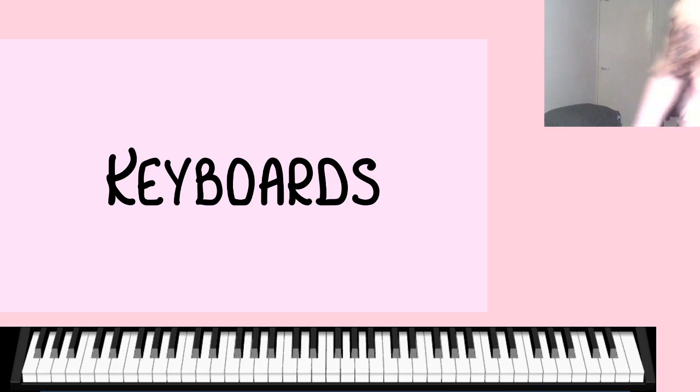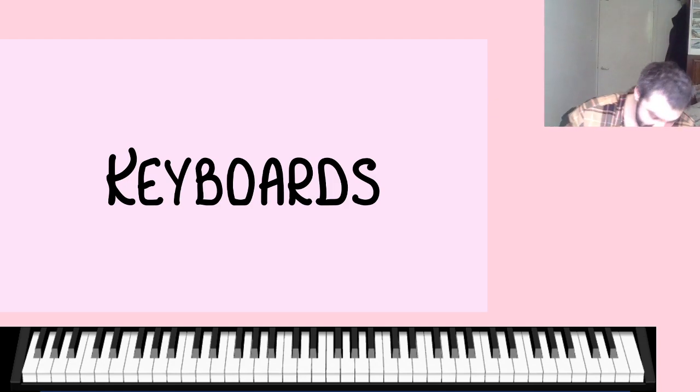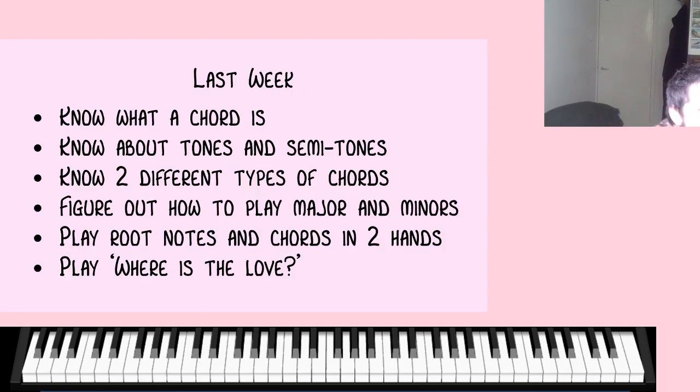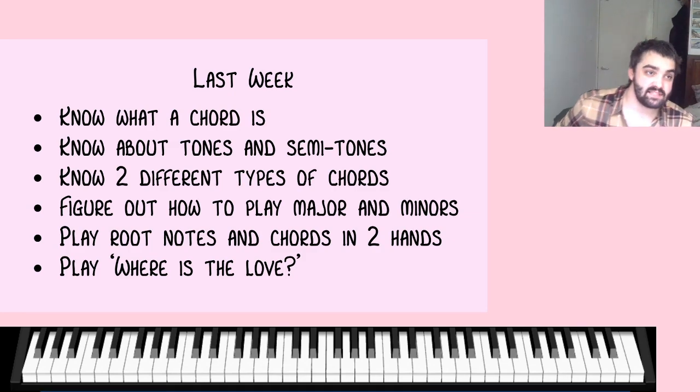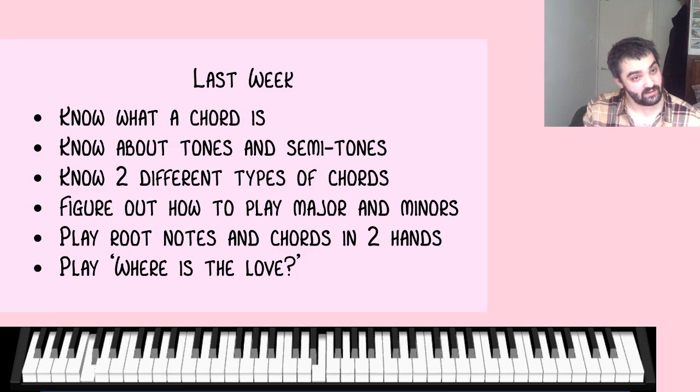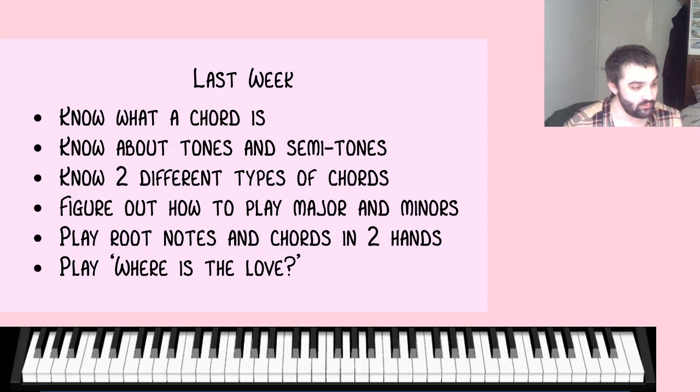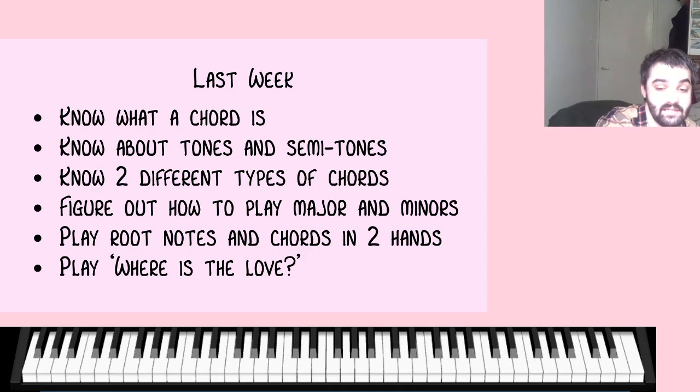Okay. So, week three. Exciting. Very exciting. So, last week, what did we look at? We said we know what a chord is, we know about tones and semitones, we know about two different types of chords, the major and minors. We can figure out how to play major and minor chords. We can play the root notes and chords using two hands, so the root notes in the left hand and the chord in the right hand, like that. And we also learned how to play Where Is the Love by the Black Eyed Peas. That was brilliant, so if you all got through that, that's amazing.